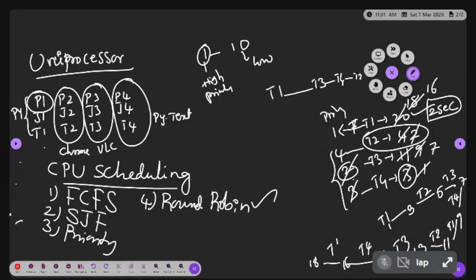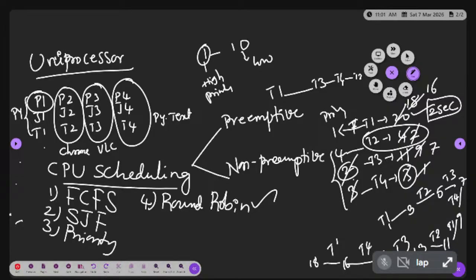Scheduling depends upon your priorities, your requirement. But here, these basic schedulings are of two types: preemptive and non-preemptive. What is preemptive?